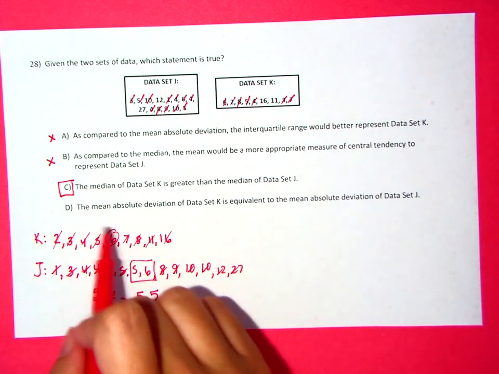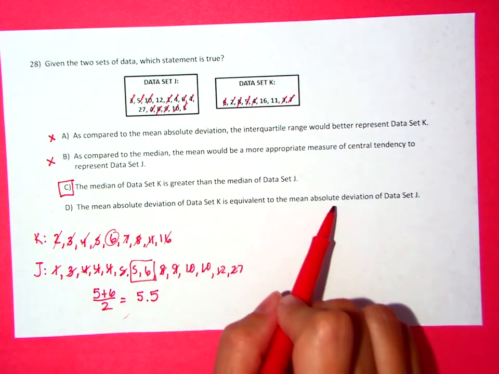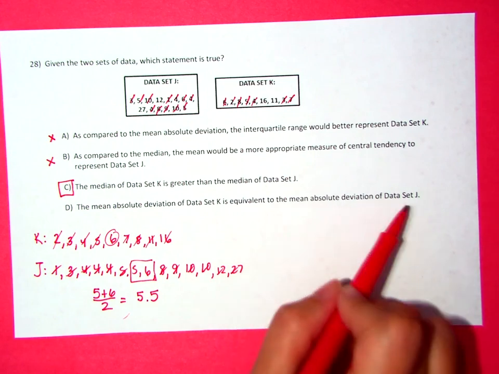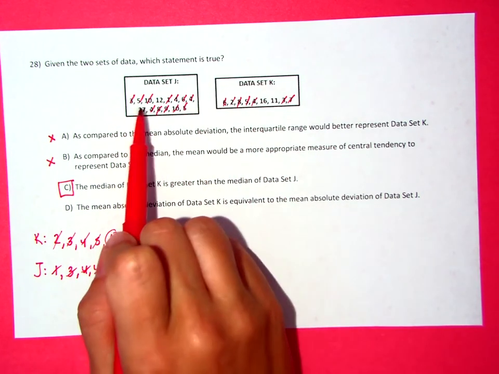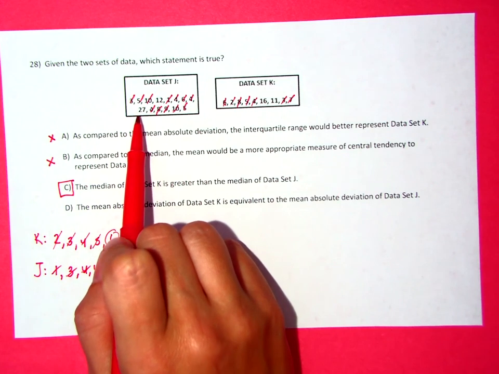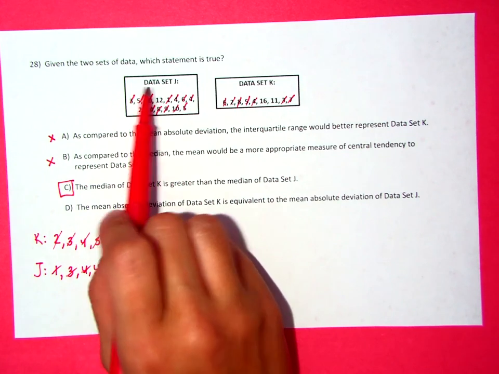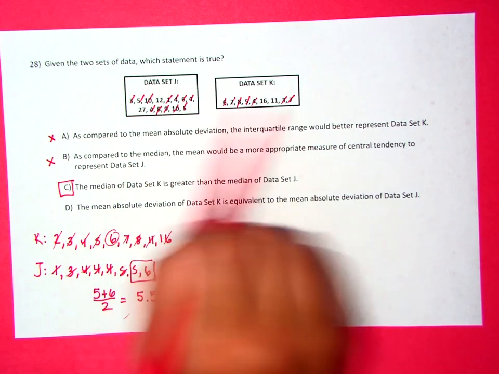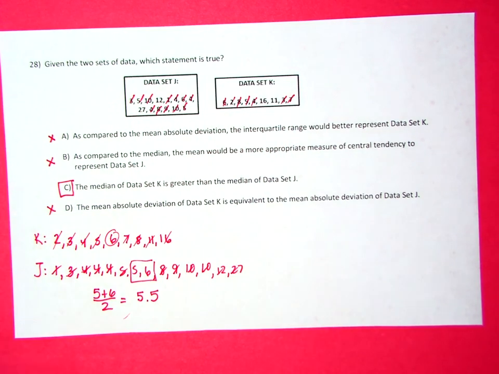And then it says the mean absolute deviation of data set K is equivalent to the mean absolute deviation of data set J. I can tell you just by eyeballing this would not be true because it has an outlier in data set J. That is going to throw that mean absolute deviation off and really bring it up in value when compared to this one over here. So not the best answer, which leaves us with C as our answer choice.